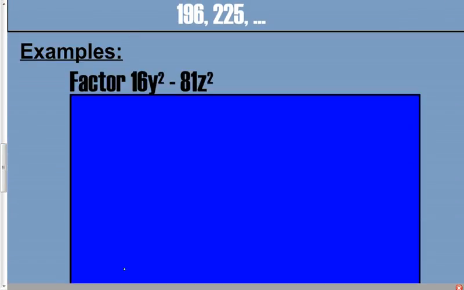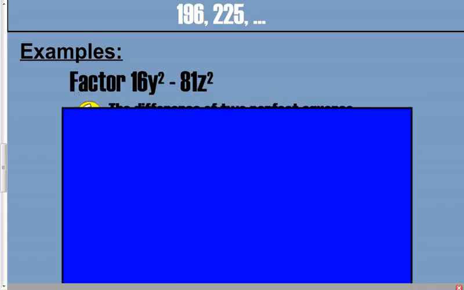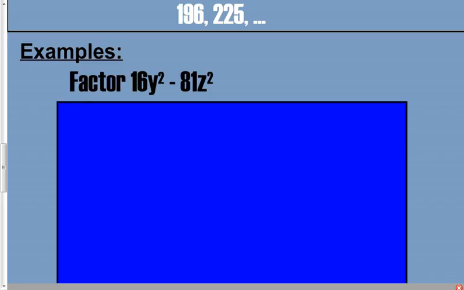First example I've got here for you: 16y squared minus 81z squared. So this would be like saying 4y, and we're squaring that, because that would be 16 y squared. And it's a difference. And then this one right here would be like 9z, and squaring that. So there we've got the difference of two squares. So our factors are 4y and 9z.